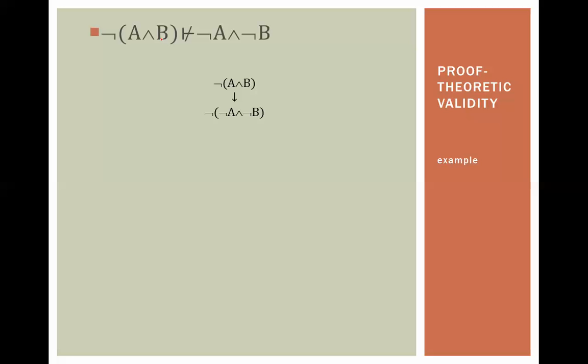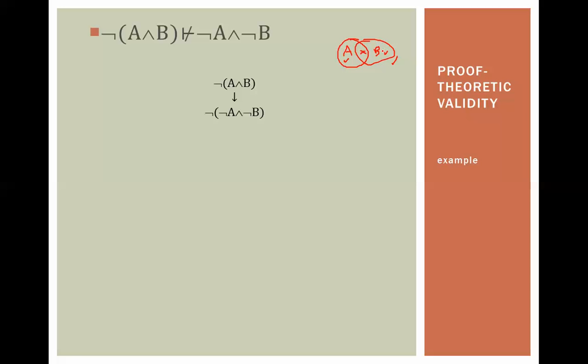Alright, let's see another one. We want to show that it's not the case that both A and B entails that we have not A and not B. This is a fallacy that I showed you earlier, right? I showed you this is A and B. A and B means that you're in here, right? So not A and B means you're outside of there. So you could be here, here, here, but you can't be in here, right?